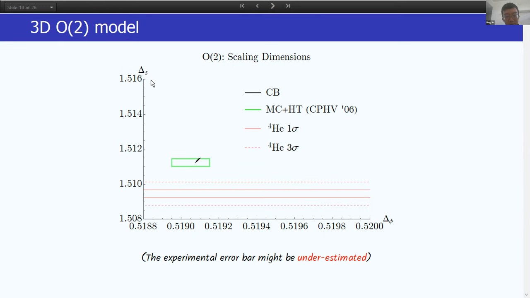Now we have our bootstrap result, which is this small island. Remember the bootstrap result is rigorous. That means outside the island, it's completely ruled out. It's impossible to be here. Therefore, we confirm the Monte Carlo result is okay. So what's happened to the experiment? We actually looked at the experiment data, and I think they underestimated the error bar. So if you are an experimentalist, maybe you want to revisit the original data to see what's happening.